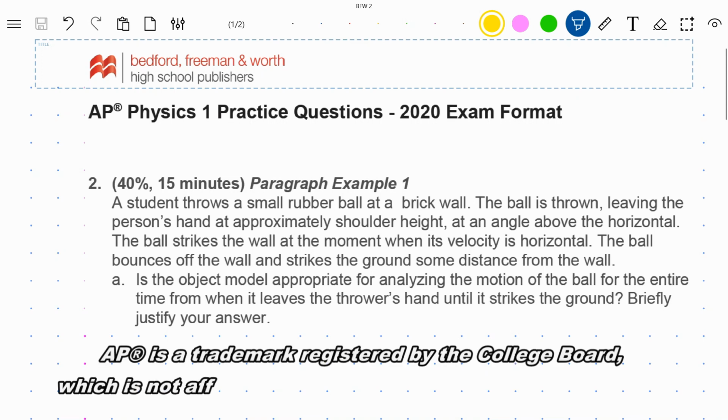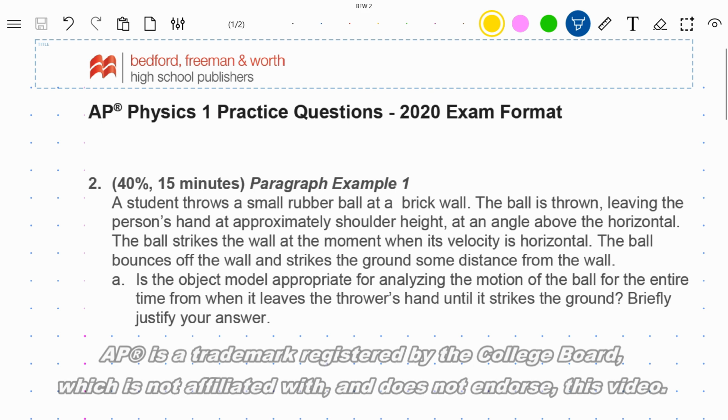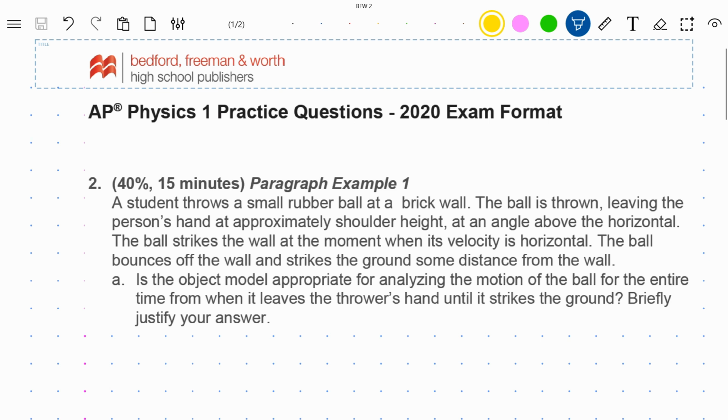All right, here I'm going to show a solution for an AP Physics styled question. This one is not an official question from the College Board, but it was provided by Bedford, Freeman, and Worth and has been released publicly, so you're welcome to help yourself to the question. In fact, there are 5 questions that they prepared for helping you to prepare for this year's exam.